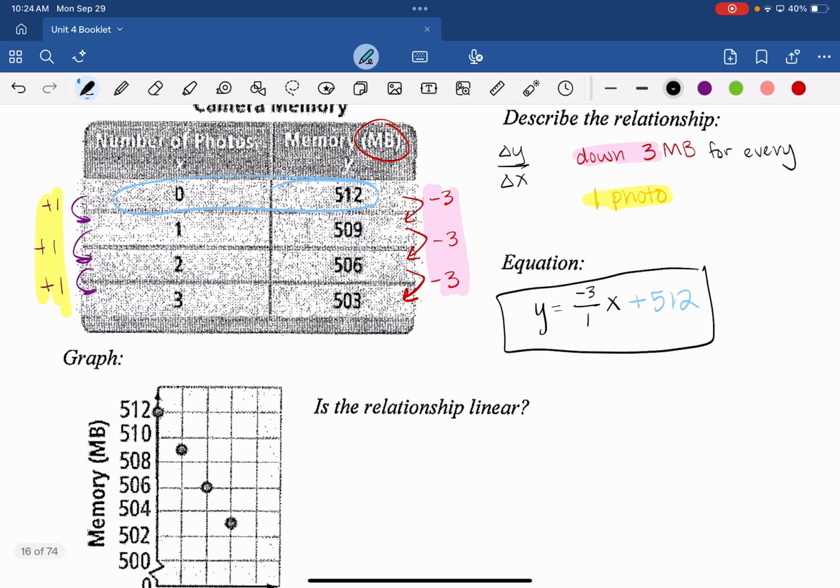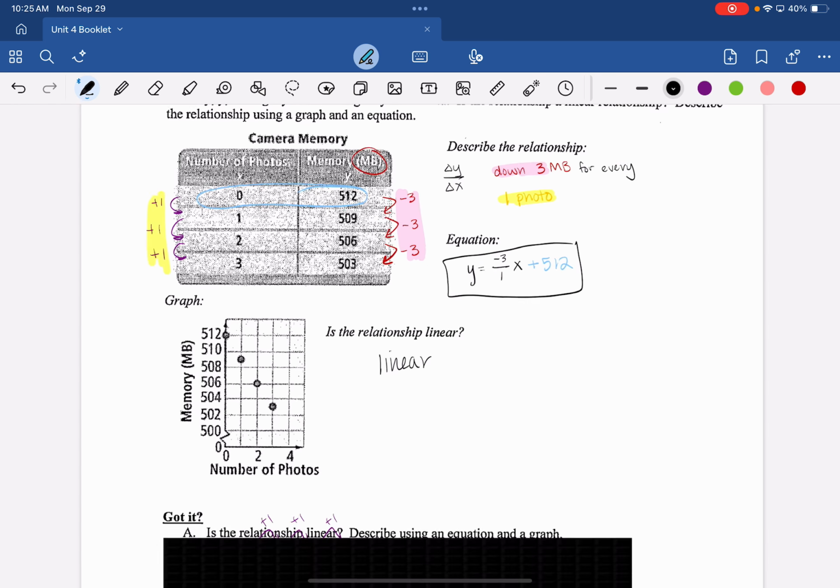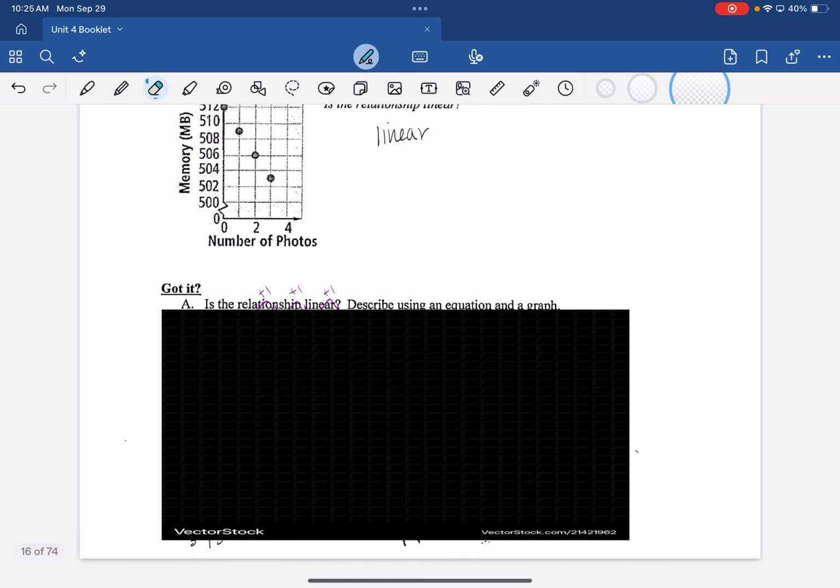All right, so now the question of, is this relationship linear? So I have it graphed over here to the side. I notice it's a perfectly straight line. Also up here, I notice that my change in y is the same. If my change in y is the same, assuming this is the same as well, if this is the same and it's a straight line, then yes, this is linear. All right, go ahead, try A and B.